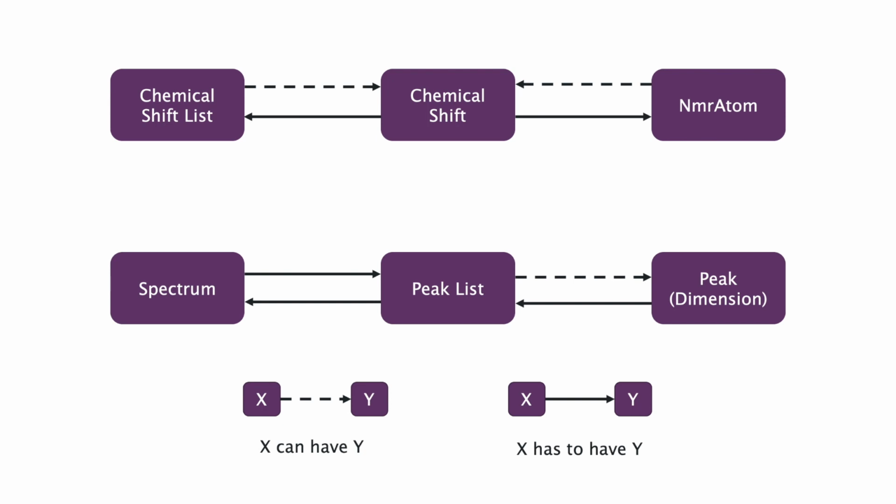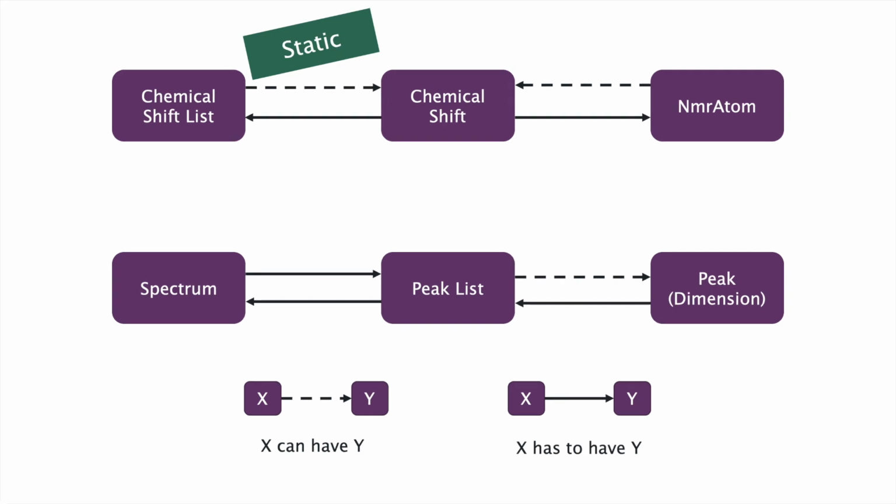But obviously a chemical shift still has to have an NMR atom, a label. So if those NMR atoms don't already exist in your project when you import a chemical shift list, then the program will create them automatically. In this situation, we refer to the chemical shift list and the chemical shifts as being static. Note that you can also create a static chemical shift list by making a copy of one of your dynamic ones. That would then be a snapshot of that chemical shift list at that point in time.